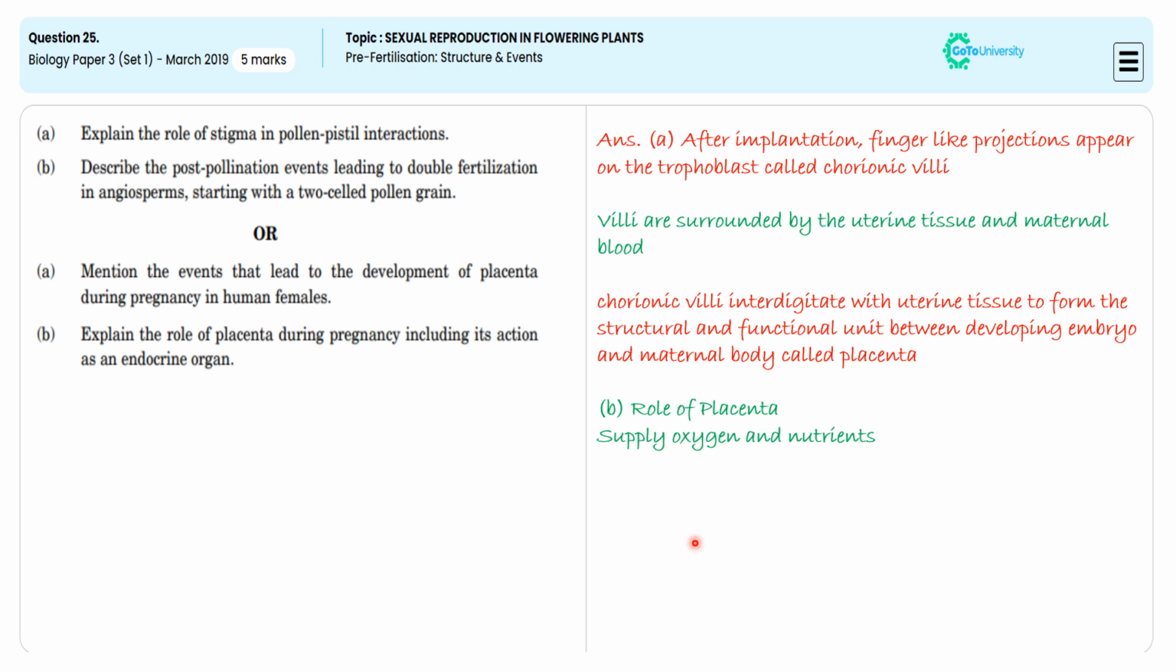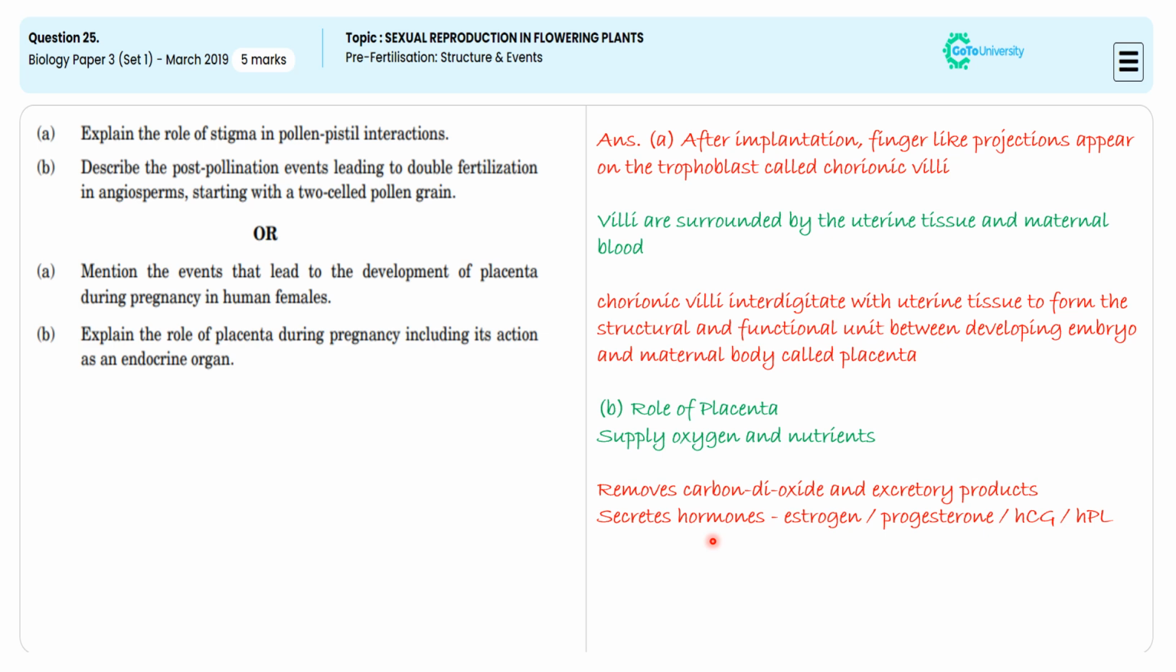And we need to specify the hormone secretion: estrogen and progesterone, along with human chorionic gonadotropin and human placental lactogen. For this specification, we are getting another half mark. In this way, we are satisfying the 2-mark demand of the second sub-question. In this way, we are satisfying the overall 5-mark demand of the second optional subjective question.